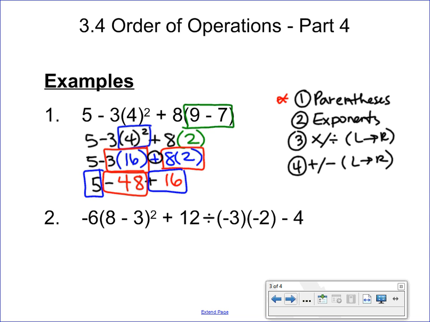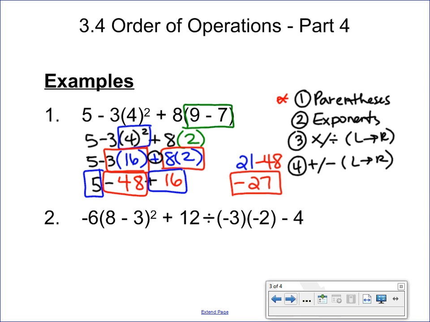So if I look at my good guys, I have a 5 and a 16. Well, that's 21. And my bad guys are 48, so a minus 48. So on your calculator, if you type in 21 minus 48, you're going to get negative 27 as your final answer.